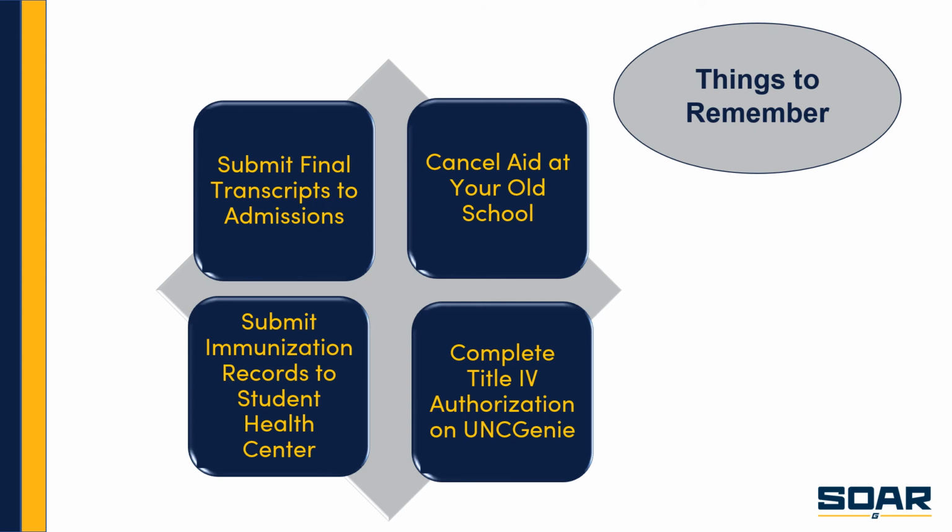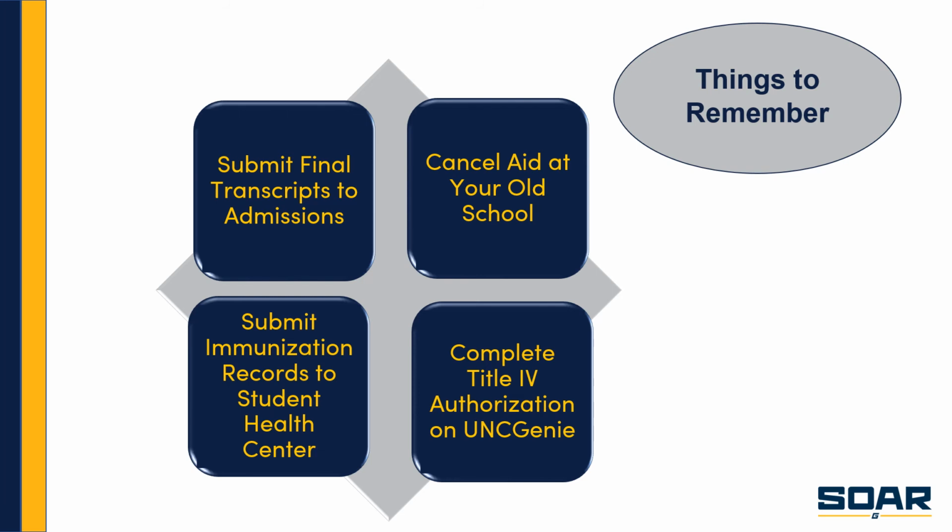The last item is complete the Title IV aid authorization on UNCG. The federal government has determined that only the required tuition, fees, meal plan, room, or dorm charges can be paid through federal aid. If there are other charges, they don't automatically get paid by the federal aid. The Title IV aid authorization is your way of making sure that all of your charges get paid for with any and all of your federal aid.